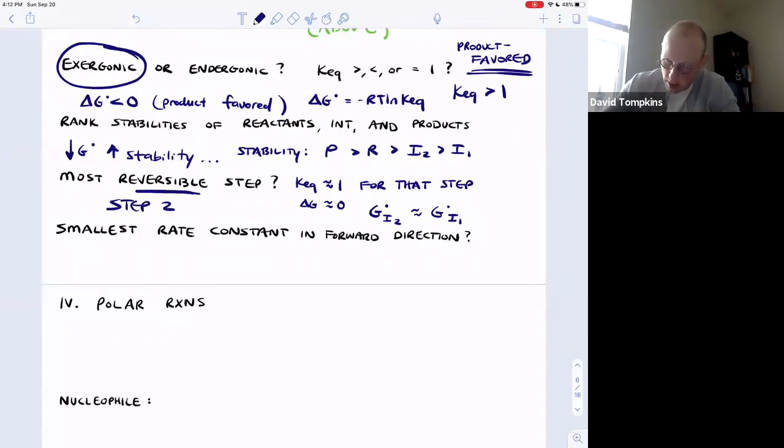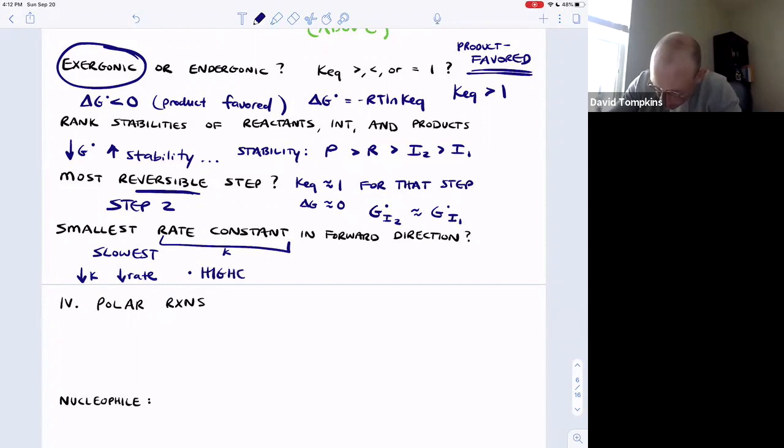And then the smallest rate constant, which means the slowest, recall that rate constant is little k, not equilibrium K. Okay, if you decrease little k, you decrease the rate. The step with the smallest rate constant should be the one that has the highest activation energy, or the highest point to reach the transition state. In other words, the least stable transition state will be the hardest one to cross, and therefore the slowest.